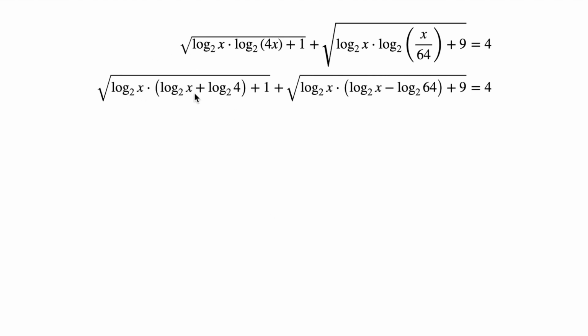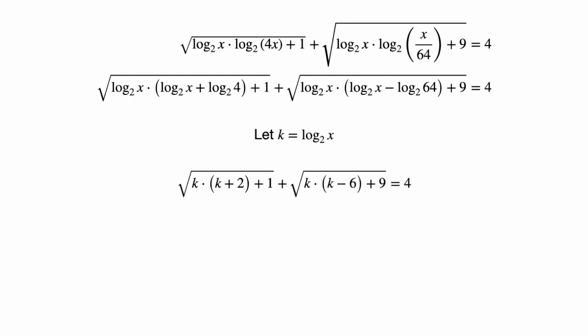As we can see, now we have a lot of log 2 of x everywhere in this equation. So just to simplify it, we can let k equal log 2 of x, and we're left with this. Multiplying it out, we get this. And if you're familiar with quadratics, you will notice that both of these expressions within the square root sign are perfect squares.